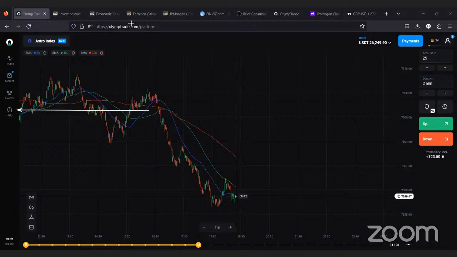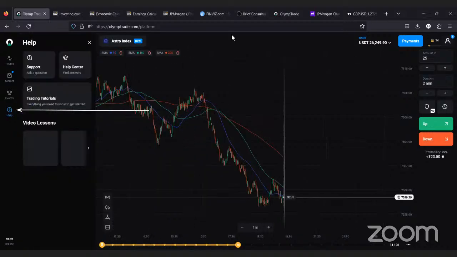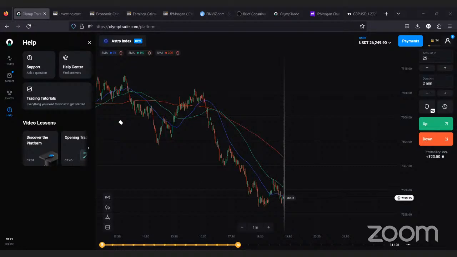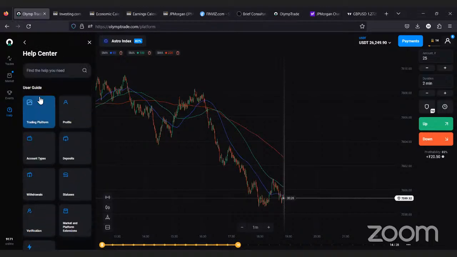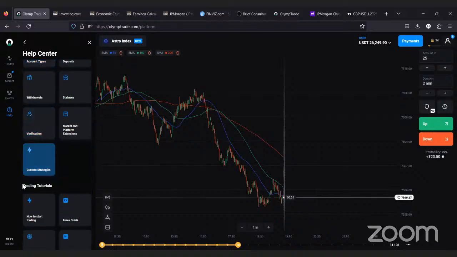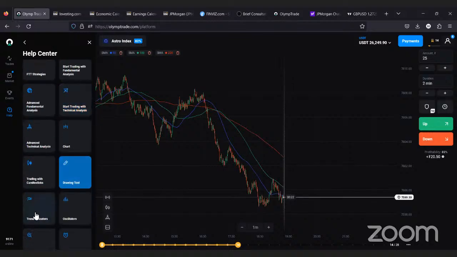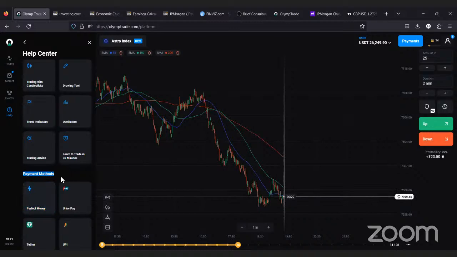So from where can you learn, sir? There is an option of help. You can go to the help section also. Even you will have a chance to get some kind of consultation, everything which we are providing. Here is the help center. In the help center, we have 3 sections. One is the user guide, second is trading tutorial, and third is payment method. So no need to go to the payment methods.